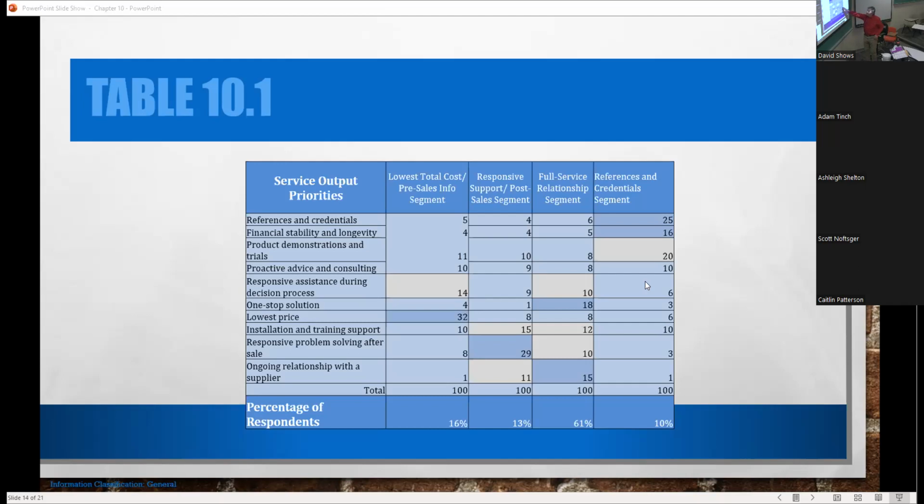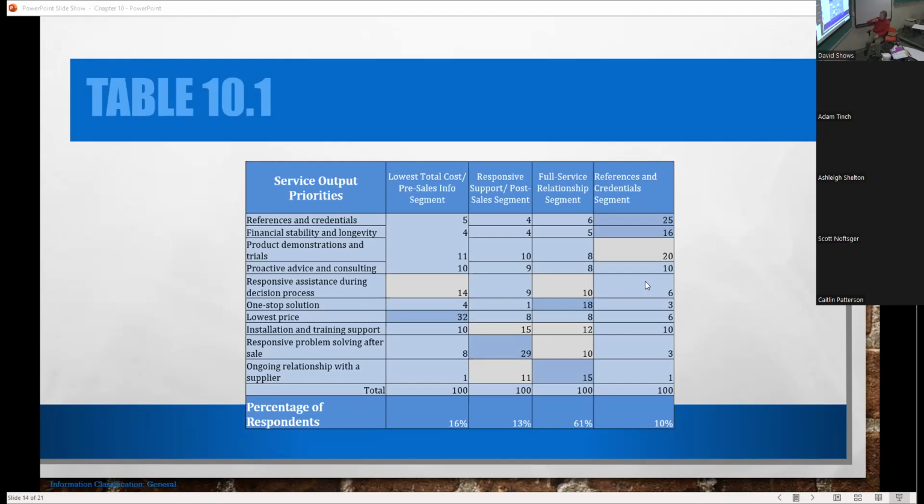But you look at installation, training, and support, it is somewhat important, but there's very little idea that they want an ongoing relationship with a supplier. They're really not caring about responsiveness after the sale. So what speaks to me is that they probably have their own technical department, that they're more concerned about price than anything else. They want to make sure they're making a proper decision at the beginning, but that's all they care about. So the name of that one is lowest total cost pre-sales info segment.